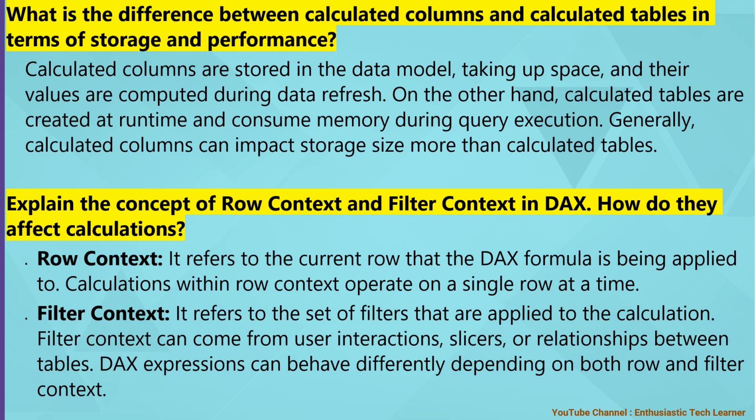Explain the concept of row context and filter context in DAX. How do they affect calculations? Row context refers to the current row that the DAX formula is being applied to. Calculations within row context operate on a single row at a time. Filter context refers to the set of filters that are applied to the calculation. Filter context can come from user interactions, slicers, or relationships between tables. DAX expressions can behave differently depending on both row and filter context.